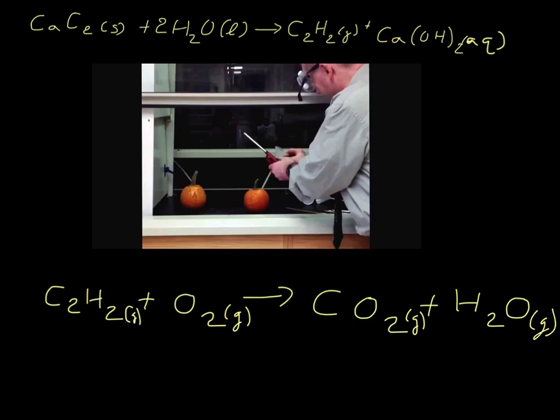First, I'm going to take some calcium carbide and I'm going to place it in a jack-o'-lantern. Into that calcium carbide in my jack-o'-lantern, I'm going to add some water. Water and calcium carbide react to produce acetylene gas and calcium hydroxide aqueous. Now, acetylene gas, if you're unfamiliar with it, is highly flammable. And it reacts with oxygen to form carbon dioxide and water. Let's observe.